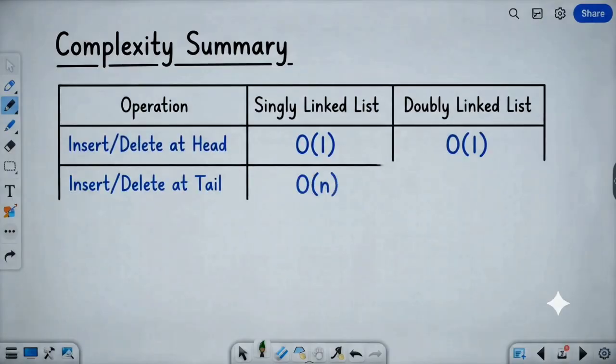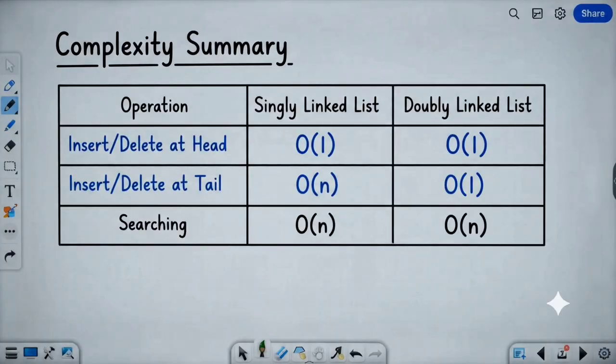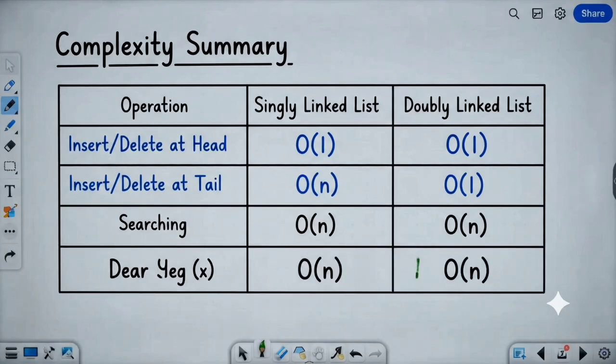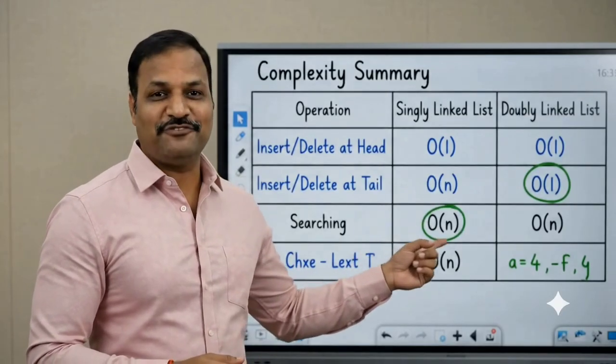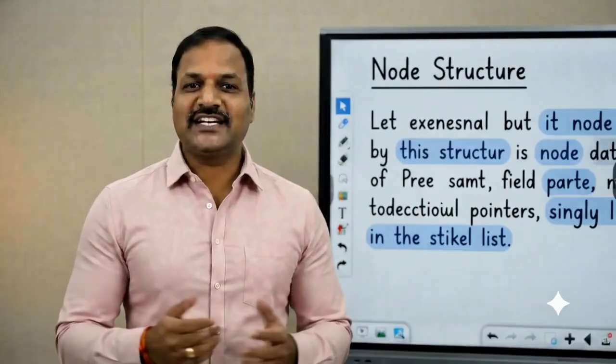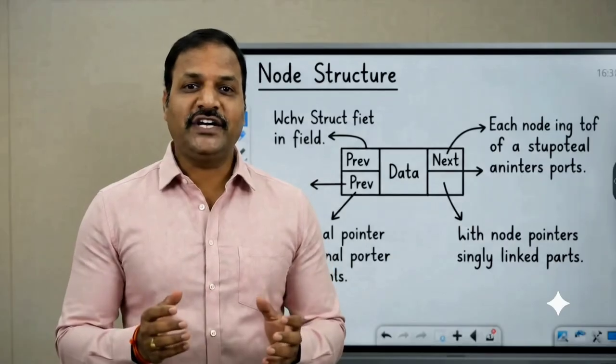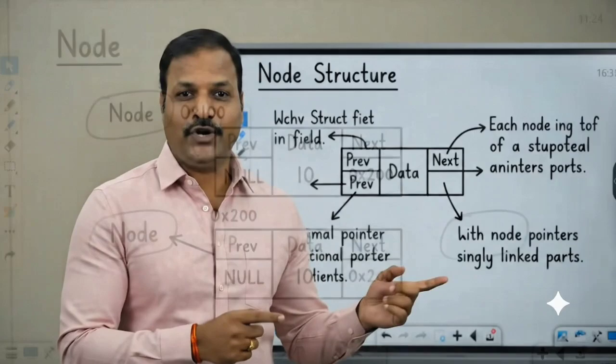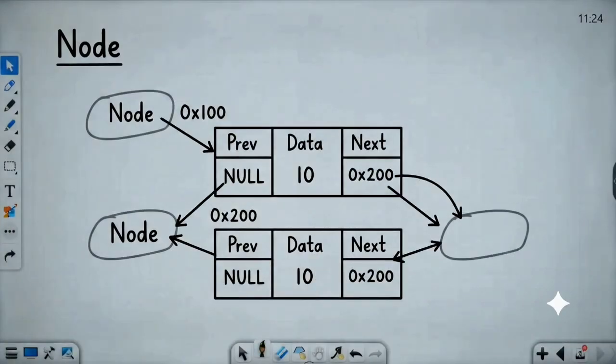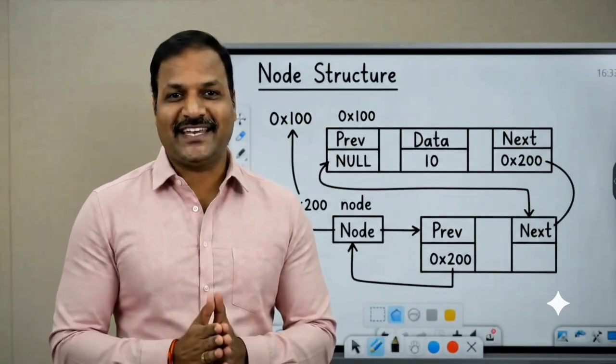Both offer constant time head operations, but doubly linked lists excel at tail operations. This makes them incredibly efficient. Let's define a doubly linked list structure. Each node has 3 distinct parts, a previous pointer, data, and next pointer. Notice the memory addresses. This enables two-way linking.